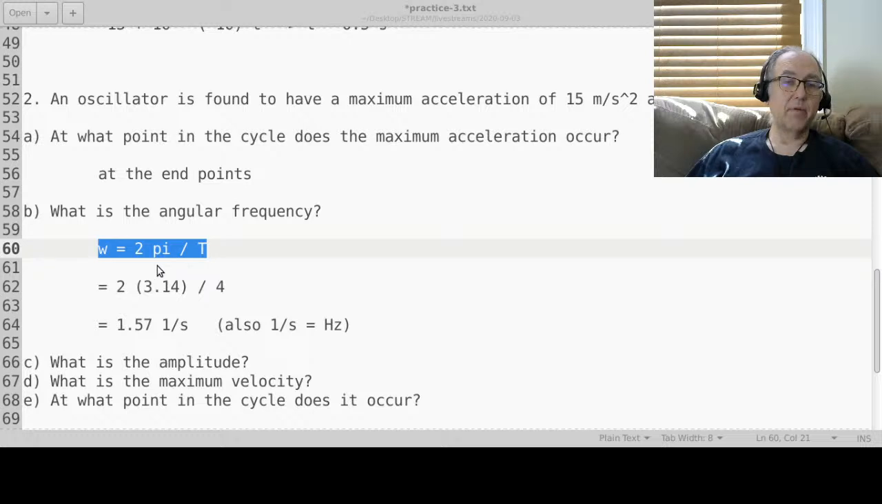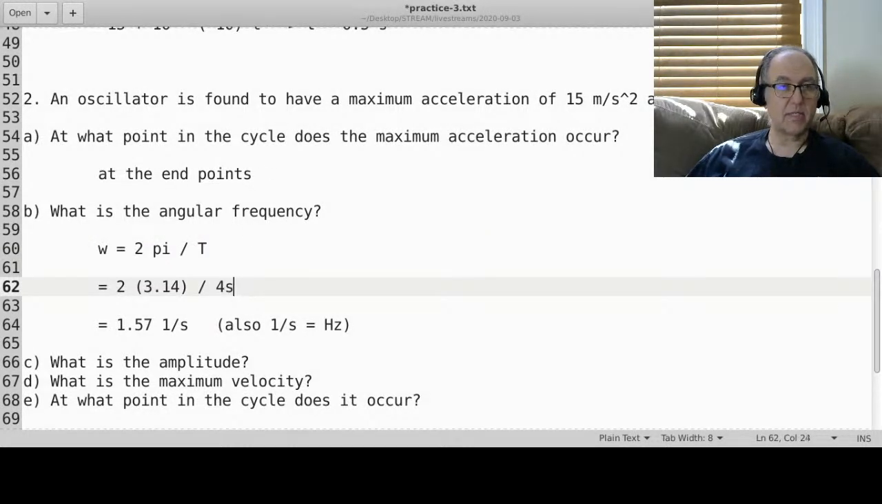Pi is just 3.14. The period, I give you in the problem, is 4 seconds. Let me put the seconds in there so you can see what units come out. I tend to drop the units if they're MKS in the formulas, but I can put them back in. So I've got 2 times pi divided by 4 seconds, and the answer is 1.57. Notice that the seconds is in the denominator, so it's not seconds, but per second, or 1 over seconds. Okay, so that's the units.